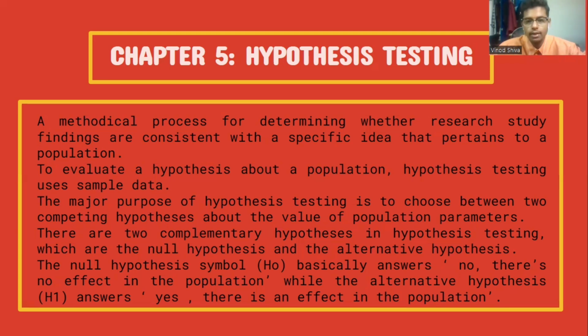There are two complementary hypotheses in hypothesis testing, which are the null hypothesis and the alternative hypothesis. The null hypothesis, symbol H0, basically answers no, there's no effect in the population, while the alternative hypothesis H1 answers yes, there is an effect in the population.